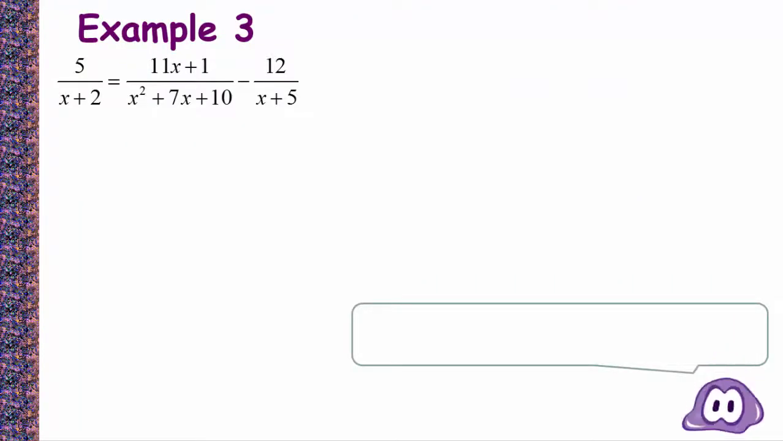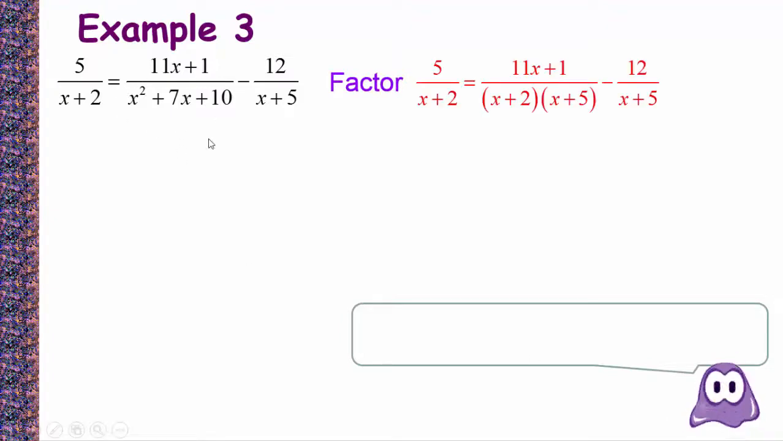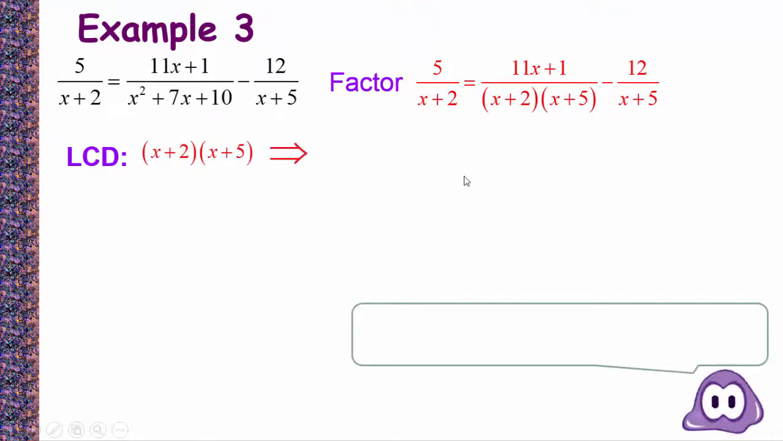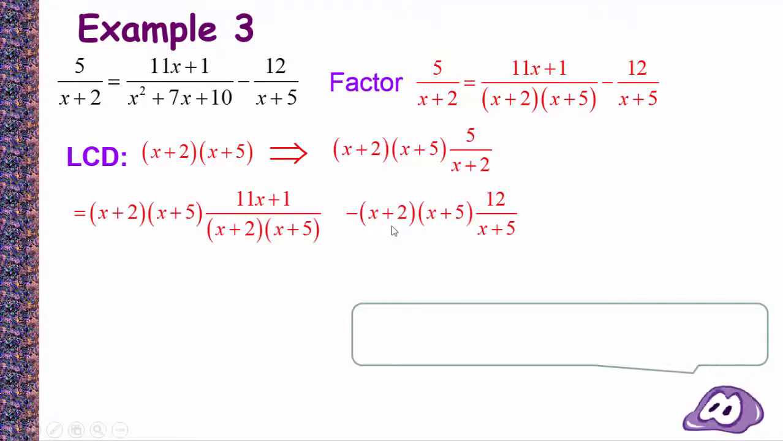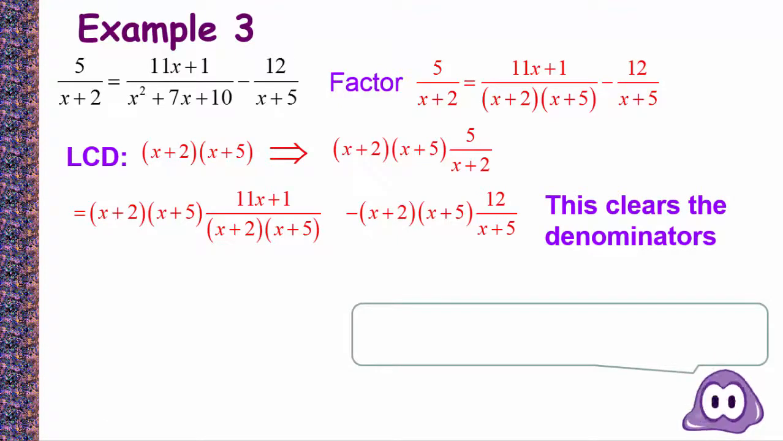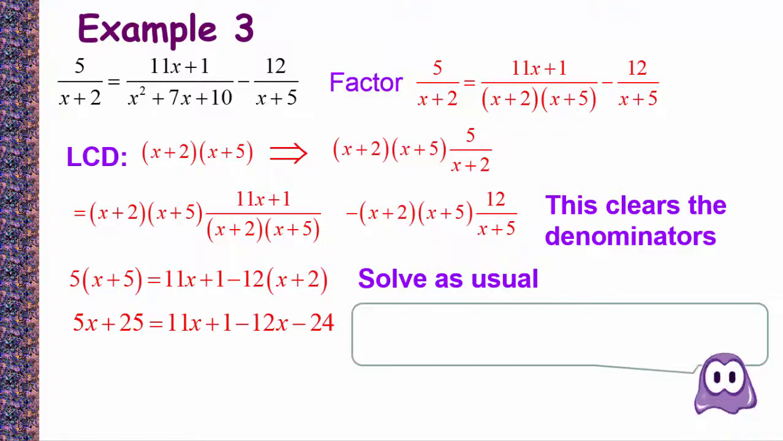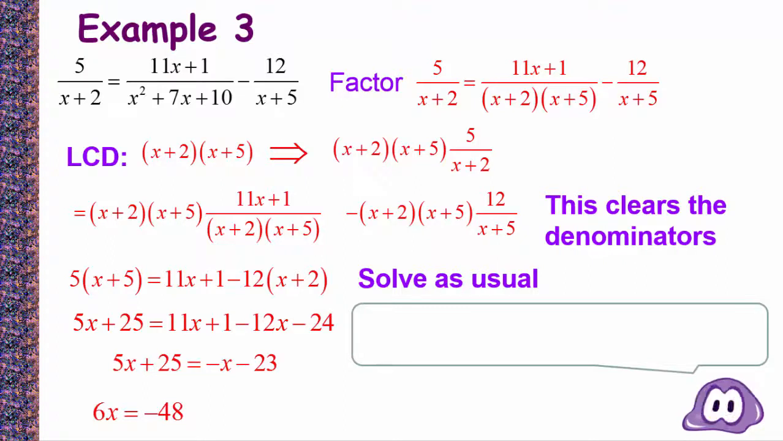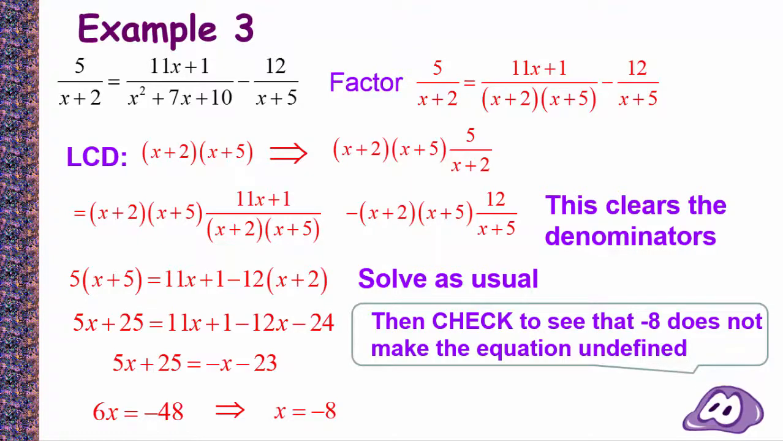Reviewing what we just did on the whiteboard, we factored what we could, and here we had to factor this in order to find the lowest common denominator, which we found to be this. And we use this to clear the fraction, or clear the denominators, and solve as usual. So we ended up solving this, and we got 6x is equal to negative 48, which implied that x was equal to negative 8. And we just do a spot check to see that negative 8 does not make the equation undefined. So we look here and we see negative 8 is okay here, negative 8 is okay here, and negative 8 is okay here. It does not make any of the denominators equal to 0.